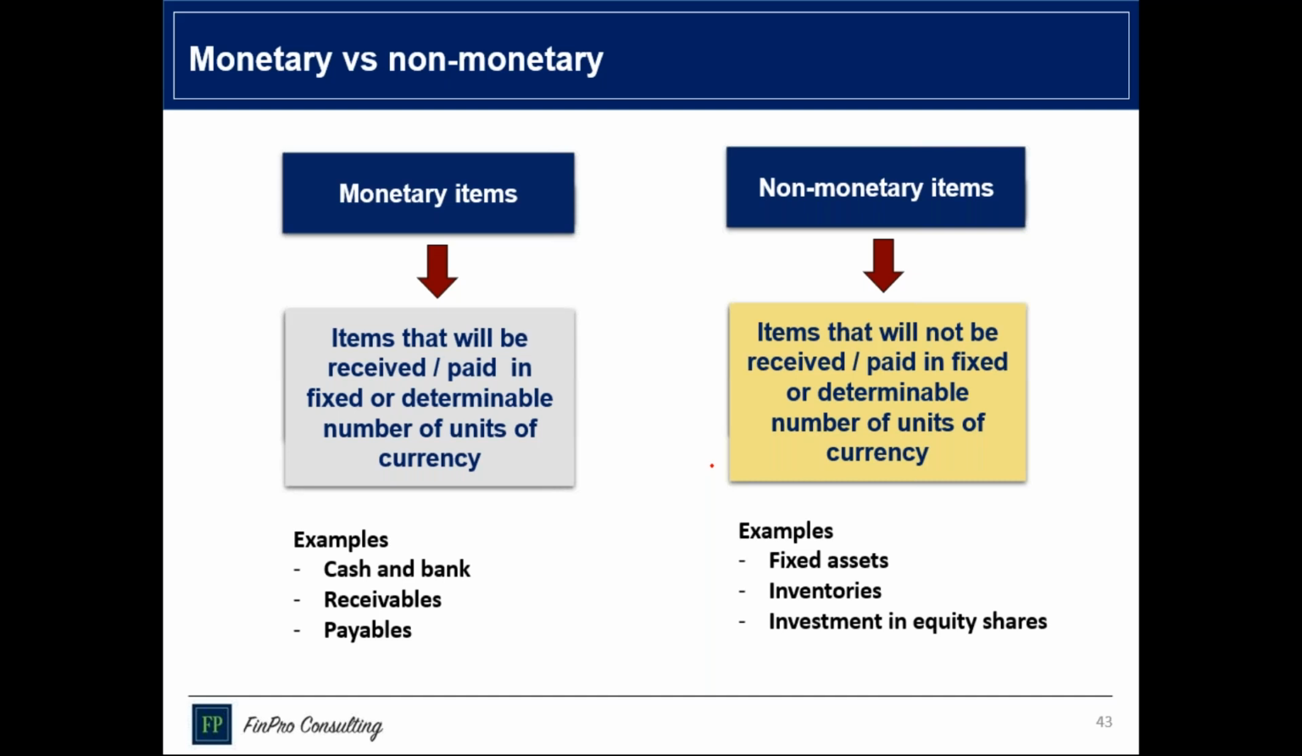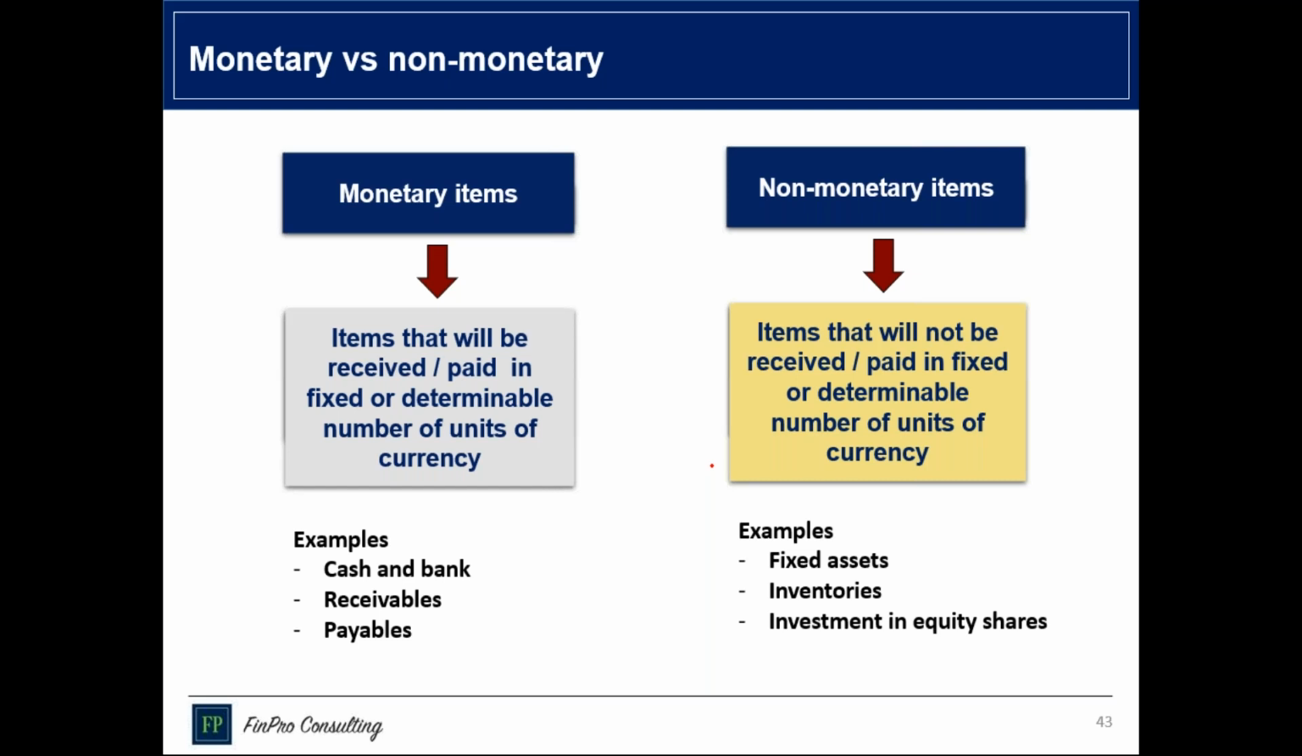Non-monetary items are nothing but the items that will not be received or paid in fixed or determinable number of units of currency. So for example, the values could differ. You cannot assign a fixed value to that particular asset or liability. So it could be fixed assets, your intangible assets, your inventories, or your investment in equity shares, for which you do not have a specific determinable amount of unit of currency.